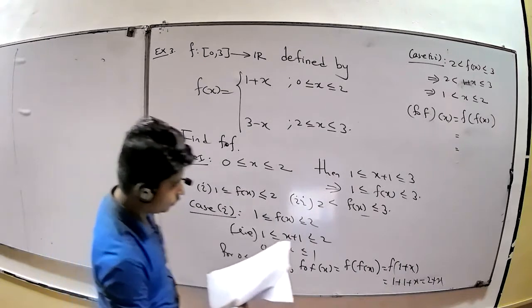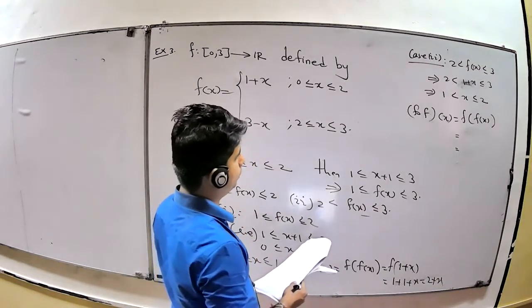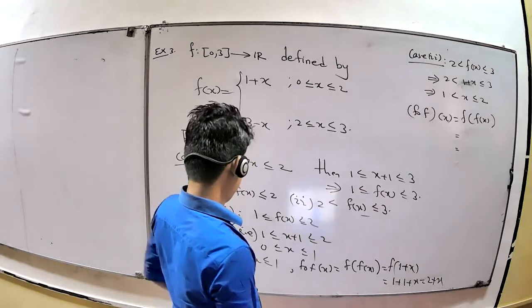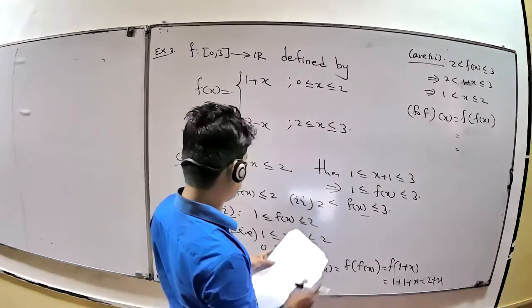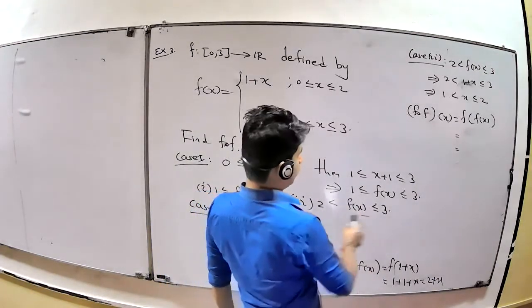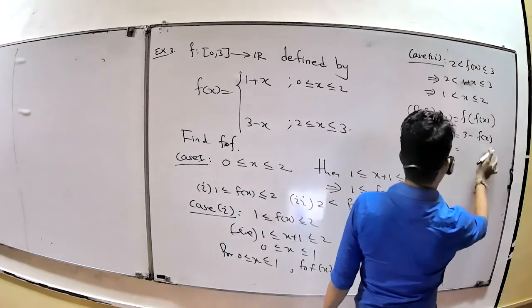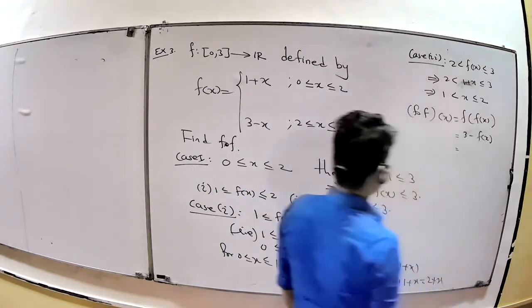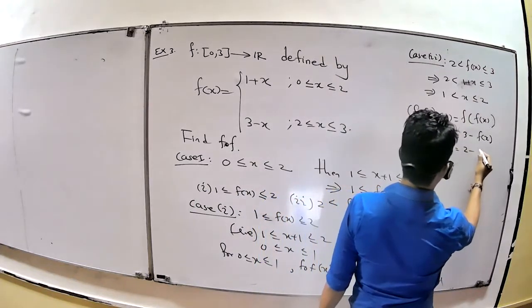X, take the value 1 less than or equal to 2. Okay. For this part, 0 to 1. Here your range is 1 to 2, which means f of x takes the value x plus 1. But for 2 to 3, your f of x takes the value 3 minus x. Your f of x here means x plus 1. Therefore 2 minus 1 plus x.